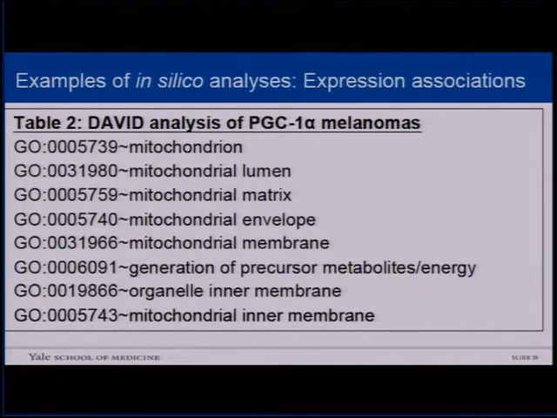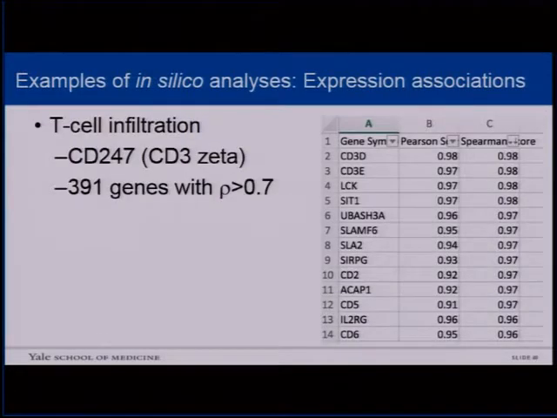Here's the example of gene ontology terms with PGC1 alpha expression in melanoma, and you can see that it really does correlate very strongly with mitochondrial gene output. Another example, which might be of interest to folks in the room, would be with TCGA data, how do you determine whether a tumor is inflamed or not?